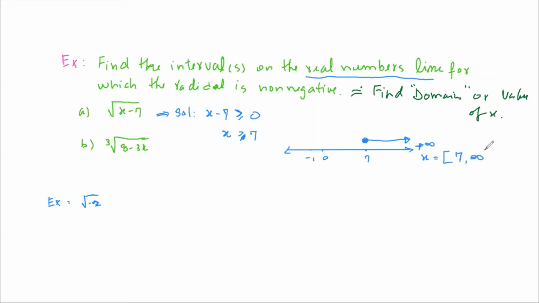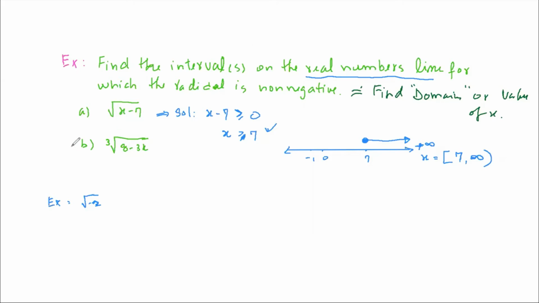And when you go to infinity, the bracket has to be open every time. Have to be open, not a closed interval. So you can write in this pattern or this pattern. It's okay. And this graph represents the square root of x minus 7. Okay.